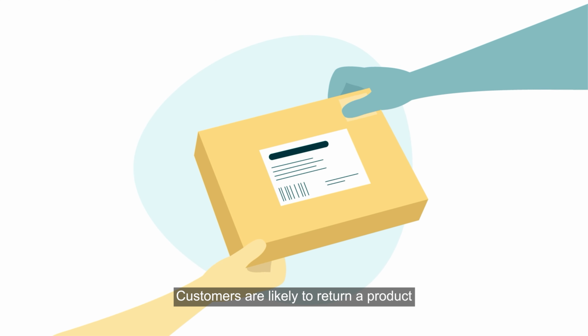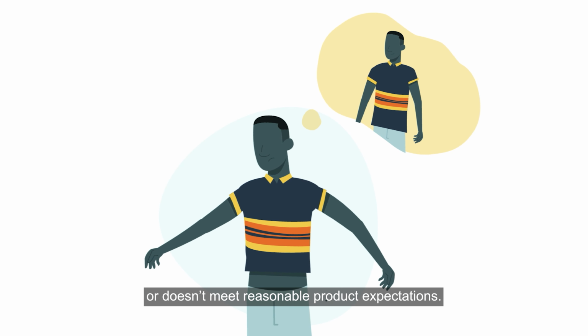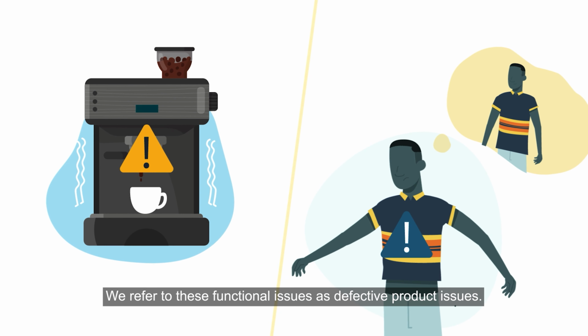Customers are likely to return a product when the item doesn't function as stated on the product detail page or doesn't meet reasonable product expectations. We refer to these functional issues as defective product issues.